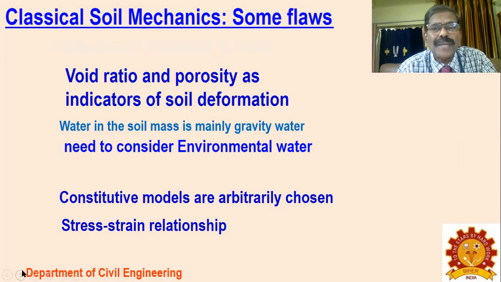So, classical soil mechanics and some of its flaws. When the soil is taken, you go for the analysis by classical soil mechanics. You use void ratio and porosity as indicators of soil deformation. Water in the soil mass is mainly treated as gravity water, but there is a need to consider the environmental water. The constitutive models are arbitrarily chosen. Stress-strain relations are not well exploited in old classical soil mechanics.